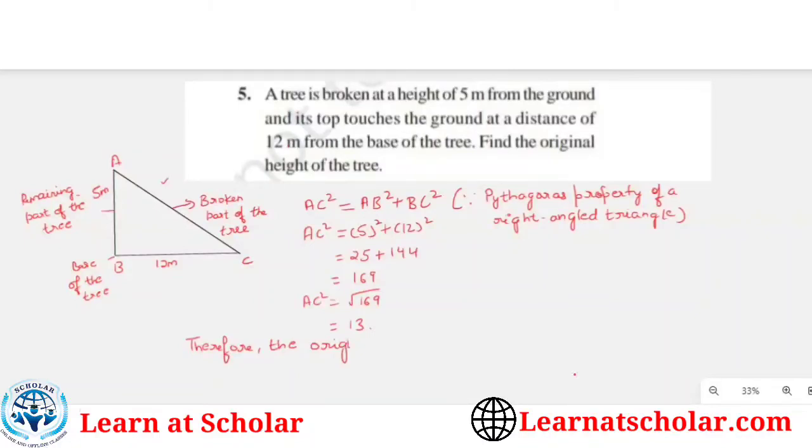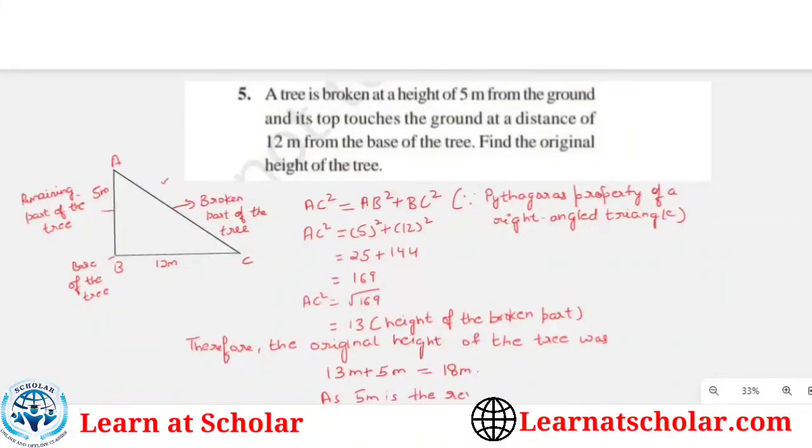That is the hypotenuse. Now we will find the original height of the tree, which is asked in the question. The height of the broken part is 13 and the part which is remaining is 5. So we will add both the parts and we will end up in 18 meters. The original height of the tree was 18 meters.